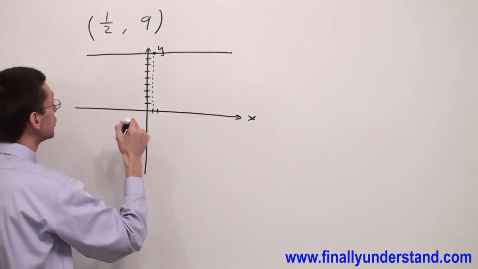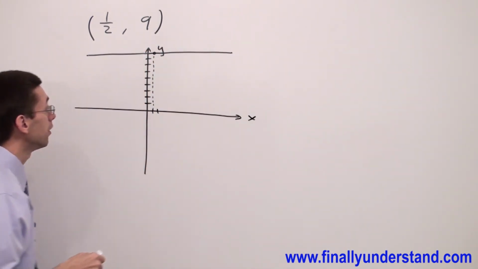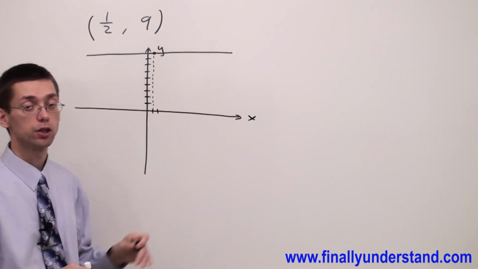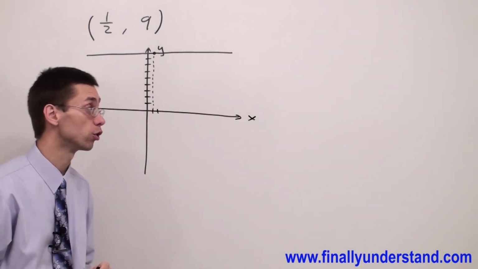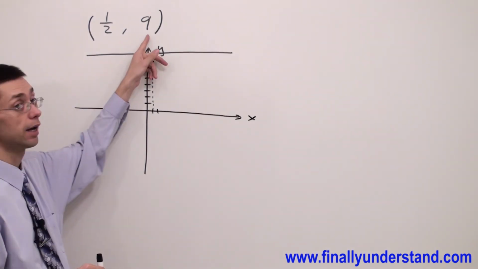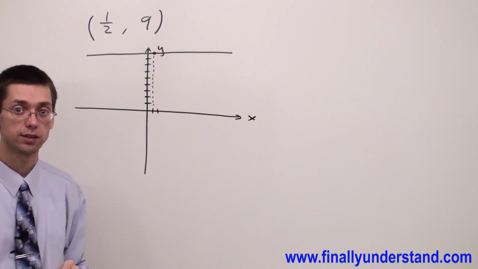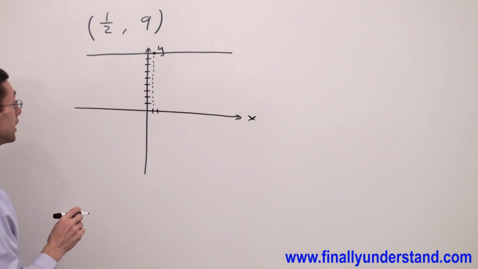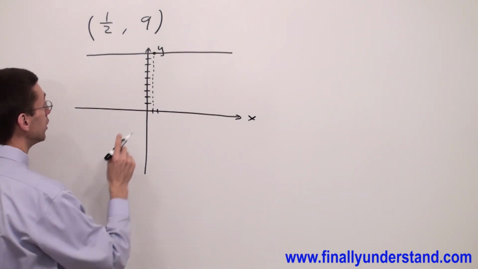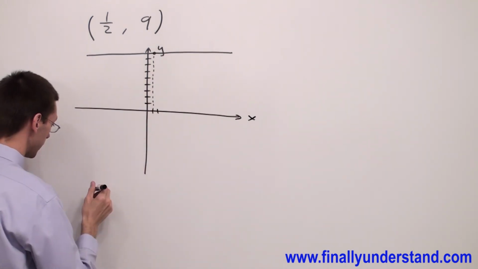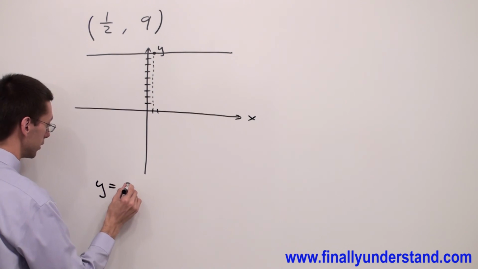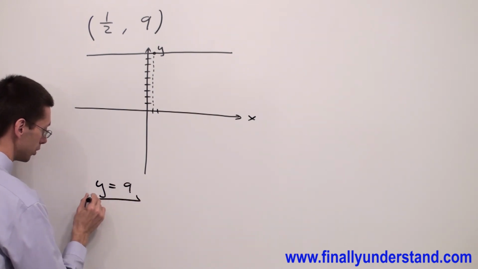Please notice that every single point on this line is going to have a y-coordinate equal to 9. The x-coordinates are going to change, but the y-coordinate is always the same. That's why the equation of this line looks like this: y equals 9. And this is the solution to my problem.